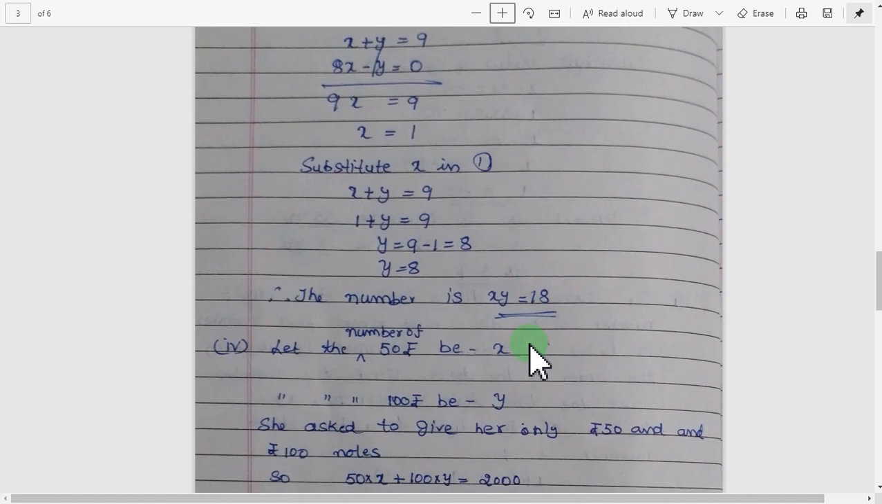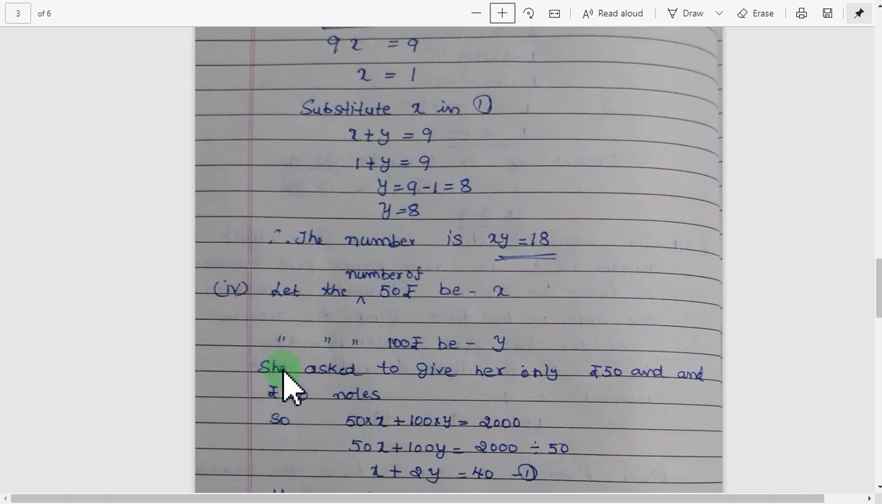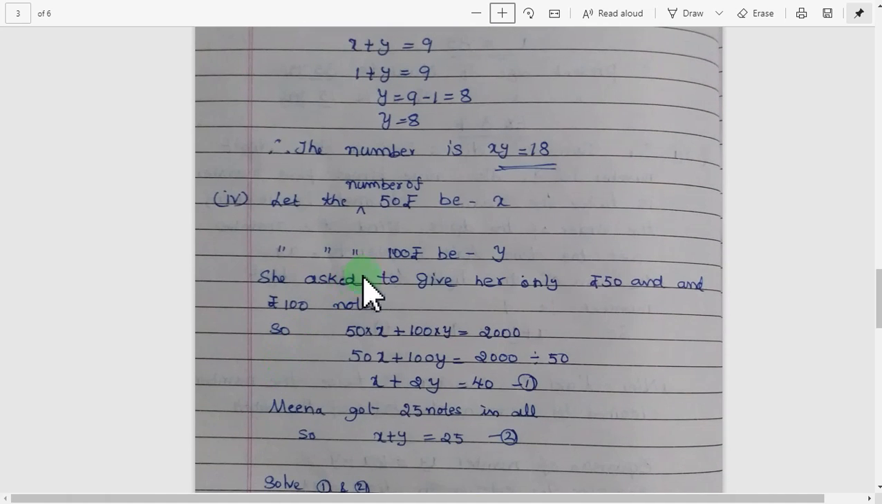I hope you understood. Similar type of question is there in exercise. No, not there. For this I didn't get a question. So next question, fourth question. Read the question from the textbook, since you got the textbook.